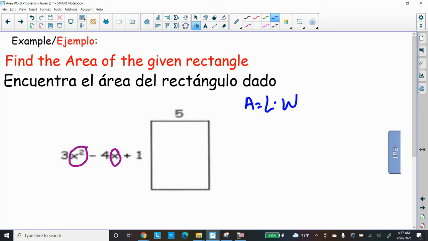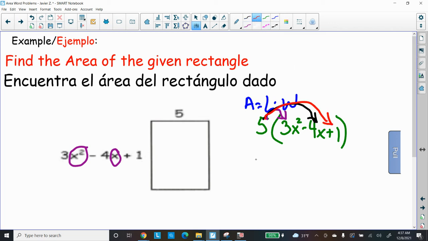So you're going to multiply. What are you going to multiply? You're going to multiply the 5 times all of the width. The width is a trinomial or a polynomial of 3 terms. So you're going to distribute. That's right. You remember distribution. You're going to multiply each one of these terms by the 5. So everything gets multiplied by the 5.